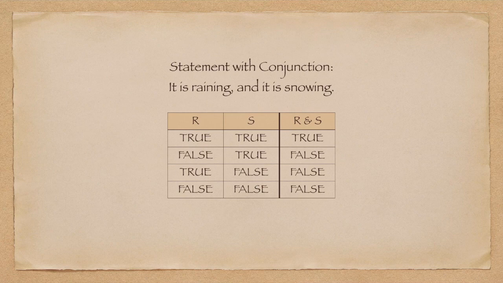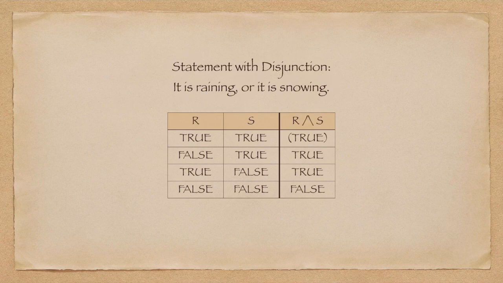If R is true and S is false, then R and S must still be false because one part is not true. If both R and S are false, then obviously R and S is false because neither is true. So for a statement with a conjunction, all parts of the statement must be true or the statement is false, and you can see that expressed in this table.